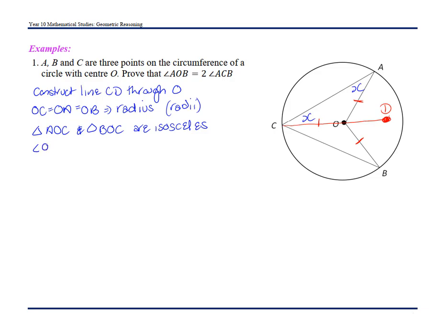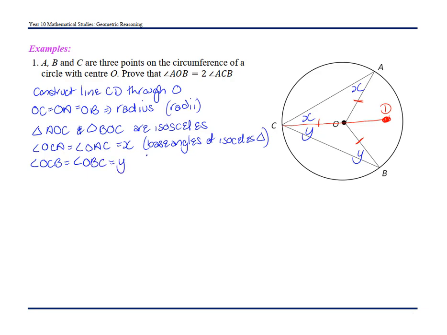So angle OCA has to equal angle OAC, and we're going to let them equal x, and they're base angles of isosceles triangle. Okay, similarly, let's let these base angles be y. So angle OCB equals angle OBC, and we're going to let them equal y, and that's the same reason.